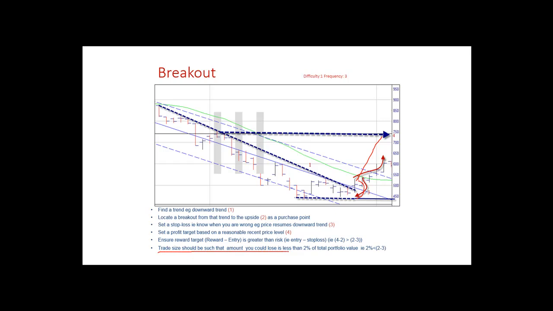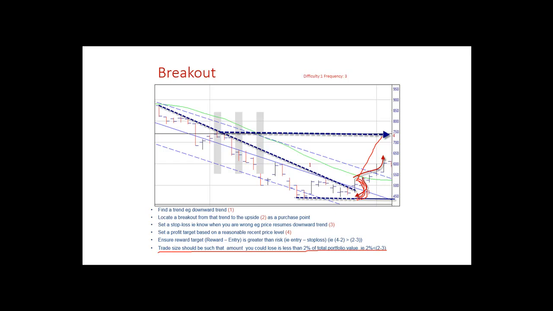Trade size should be such that the amount you could lose, yeah, is less than 2% of your total portfolio value. If your total portfolio value is, say, $10,000, then you shouldn't be losing more than $200 on any one trade. In other words, that loss between 2 to 3 should only be $200 if that loss were to occur. Why? Well, I've explained before that losses mount up very quickly. We don't ever want on one trade to have lost a significant amount of our portfolio ever.